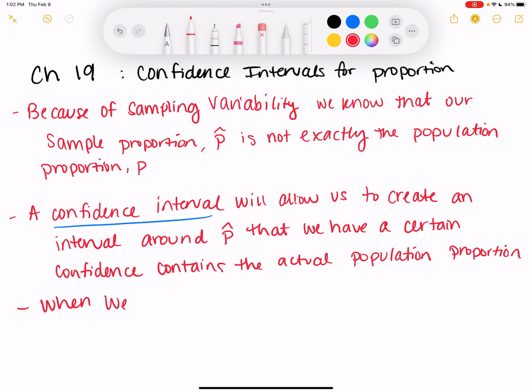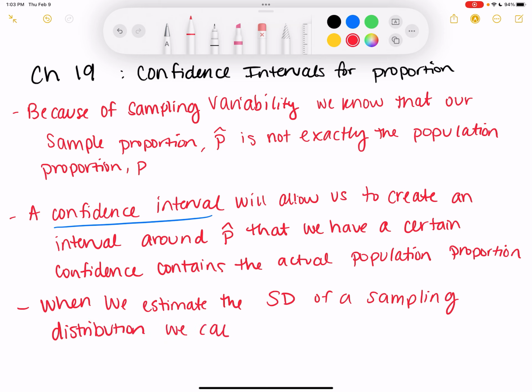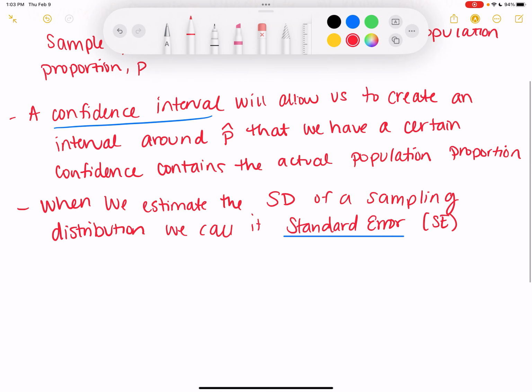When we estimate the standard deviation of a sampling distribution, we call it standard error, or SE. And the formula for that is SE of p hat. So standard error of p hat is equal to the square root of p hat q hat over n.